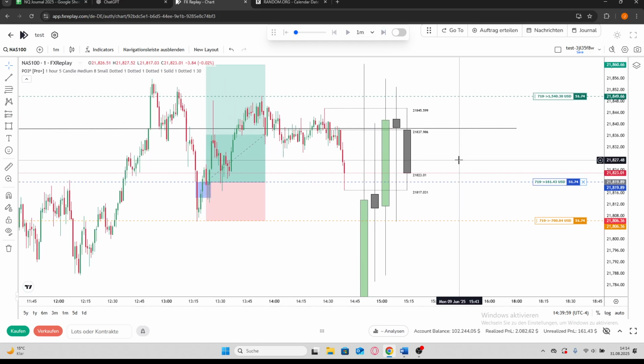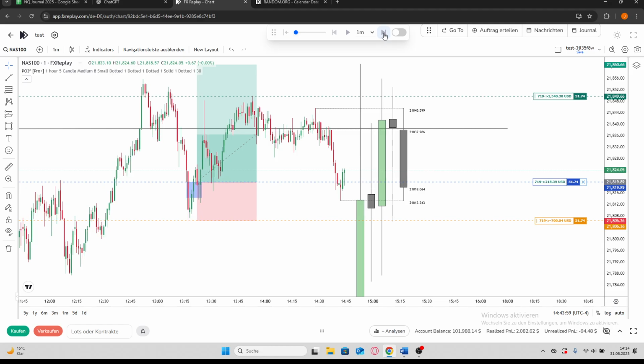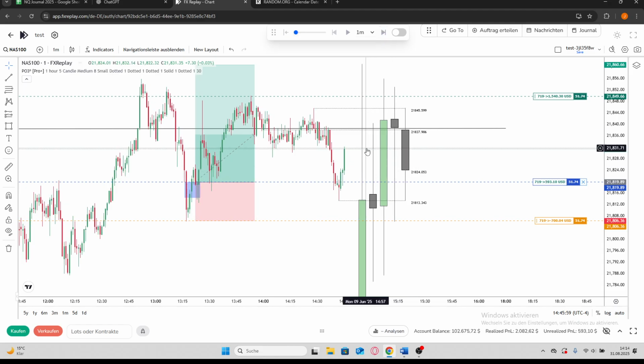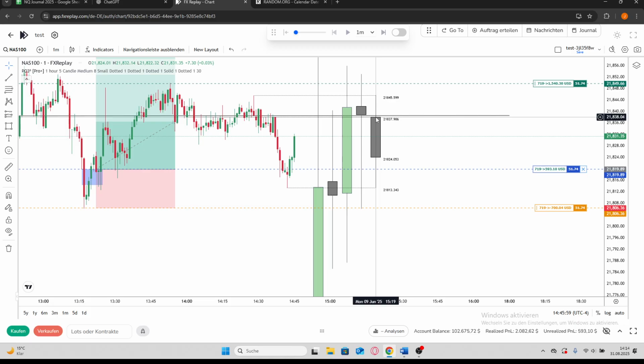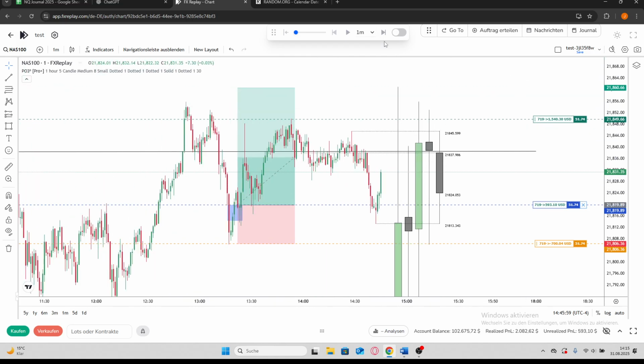Okay, it's really laggy right now. All right, now price is going down again, so maybe we get stopped out. But it's always the same procedure. You see, this candle opened here, it just sold down, and now it goes up again because we still have these bullish targets here.